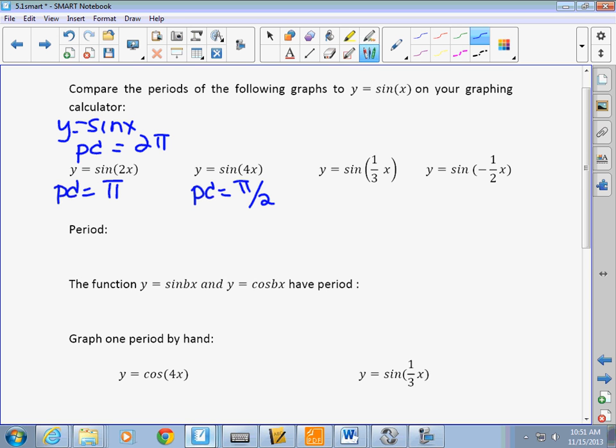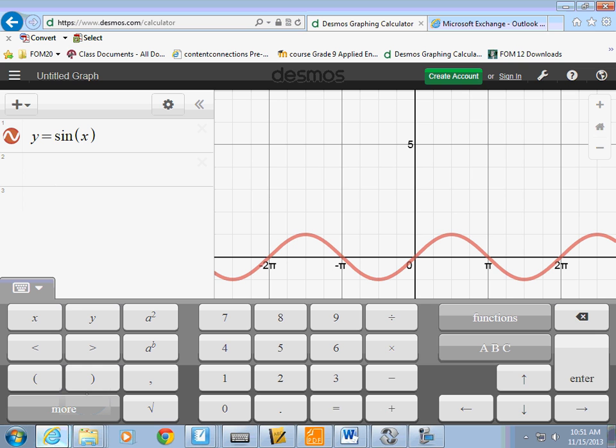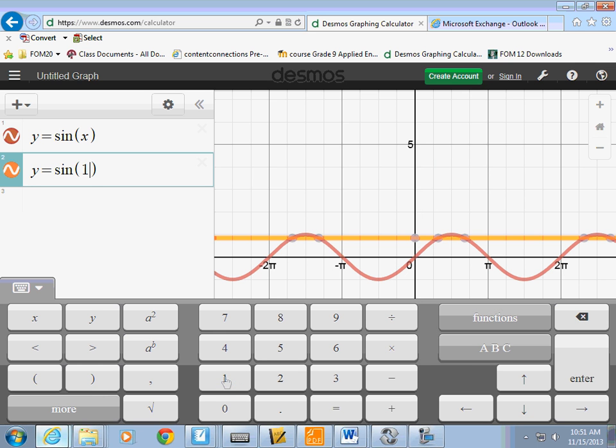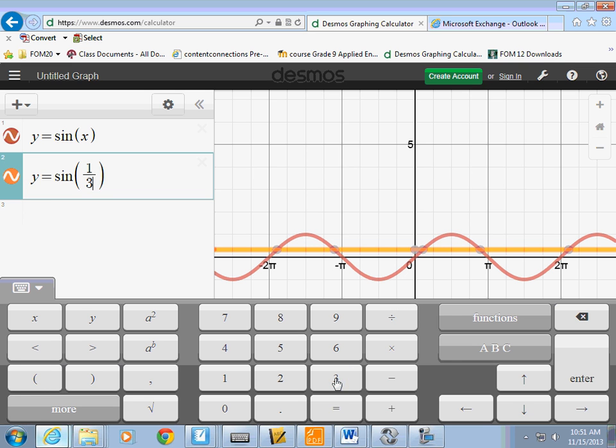At y is equal to sine of 1/3 x. So Jamal came up with the conclusion that when it's a whole number, your period is getting squished, it's getting smaller. So he said, that means when it's a fraction, it should be getting bigger, or stretching it. So let's see. Oh, okay. So y is equal to sine of 1/3 x.